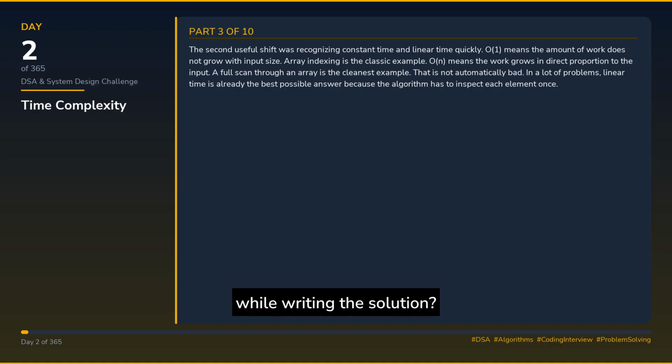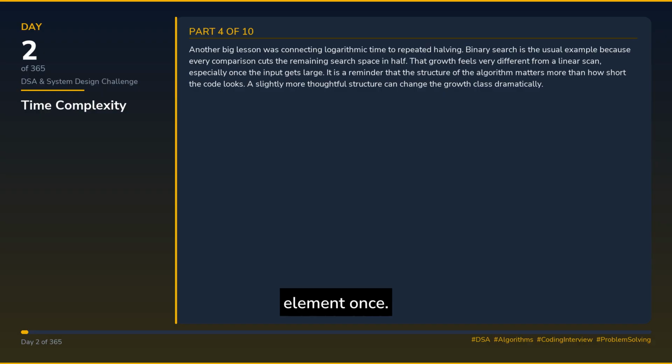The second useful shift was recognizing constant time and linear time quickly. O(1) means the amount of work does not grow with input size. Array indexing is the classic example. O(n) means the work grows in direct proportion to the input. A full scan through an array is the cleanest example. That is not automatically bad. In a lot of problems, linear time is already the best possible answer because the algorithm has to inspect each element once.